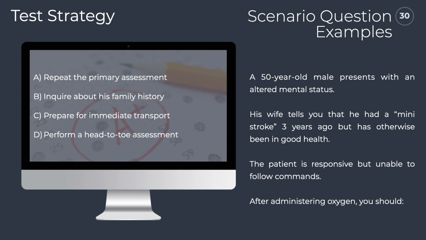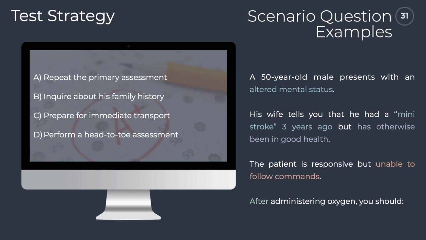A 50-year-old male presents with an altered mental status. His wife tells you that he had a mini-stroke 3 years ago, but has otherwise been in good health. The patient is responsive, but unable to follow commands. After administering oxygen, you should repeat the primary assessment, inquire about his family history, prepare for immediate transport, or perform a head-to-toe assessment. Go ahead and take a moment to highlight the information and decide on the answer.